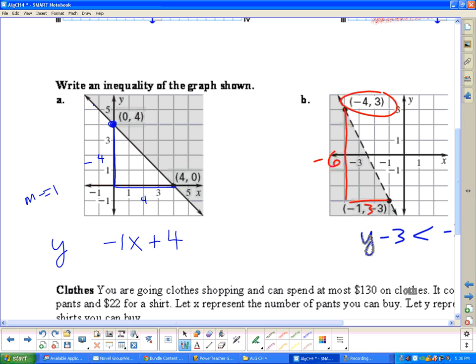So it's red, y is greater than or equal to -1x plus 4. Here's another example already worked out. So if you need to, you can pause it and take a look at that.